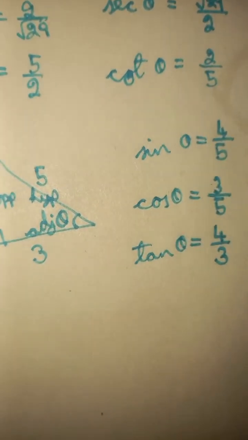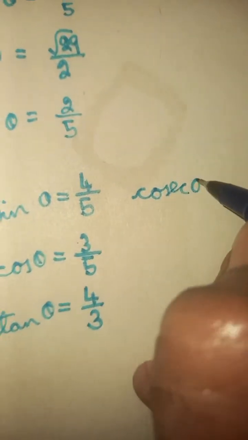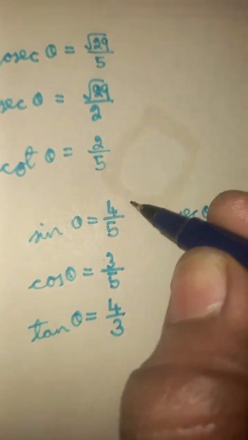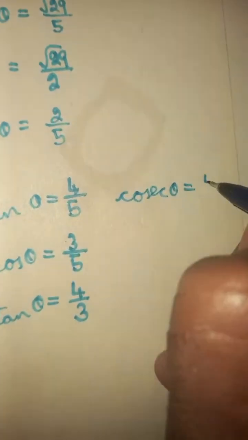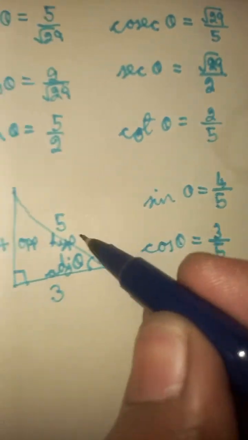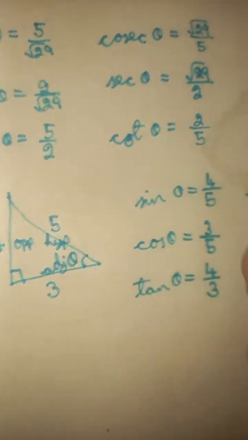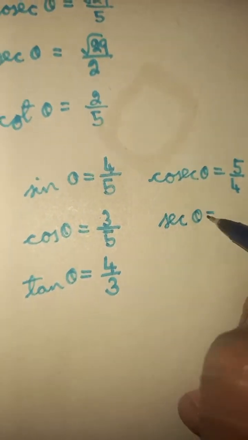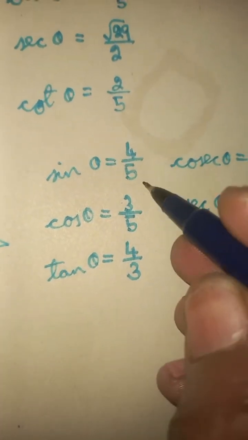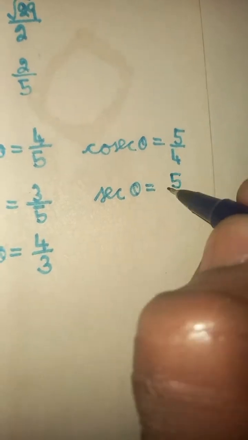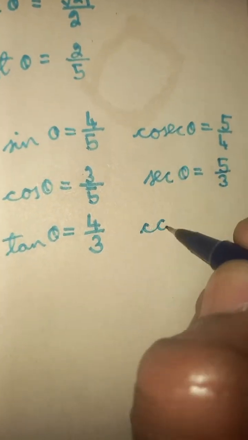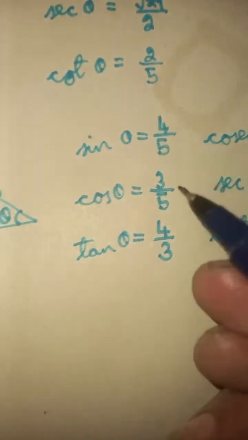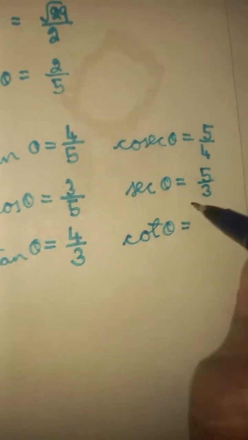Now let's take cosecant theta. Cosecant theta is the reciprocal of sin theta, so it becomes 5 by 4. Its value can also be found as hypotenuse by opposite. And secant theta, which is the reciprocal of cos theta, here it is 3 by 5, so it becomes 5 by 3. And cot theta, which is the reciprocal of 4 by 3, becomes 3 by 4.